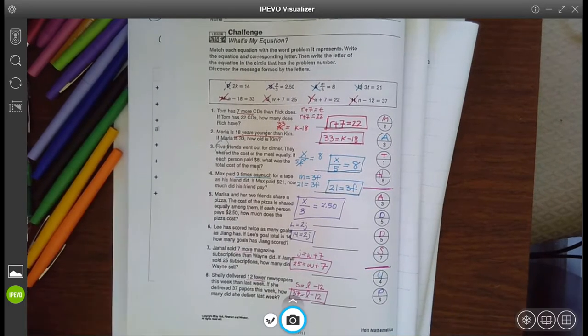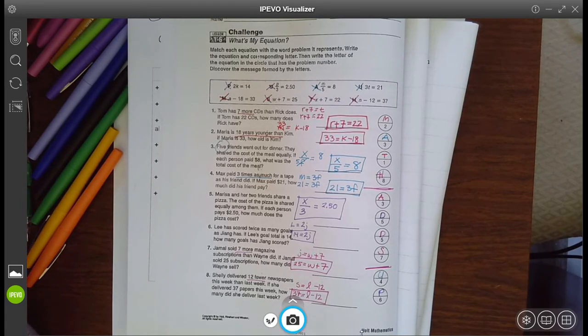Okay, if you got all of those correct, congratulations, my little mathematicians. It's hard work setting up an equation from a word problem. So congratulations.